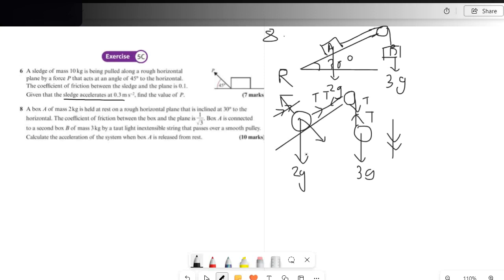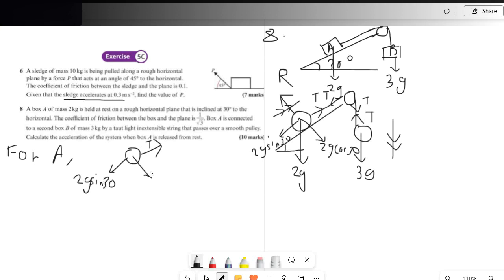So as we know, this should be 2g cos theta, which is 30 here because the angle is 30, and similarly the horizontal component of weight will be 2g sin theta as we explained before, so 2g sin 30. And we need to find out the acceleration of the system. So for A, drawing the particle again, this is tension, this is 2g sin 30, this should be 2g cos 30, and this should be the reaction force.